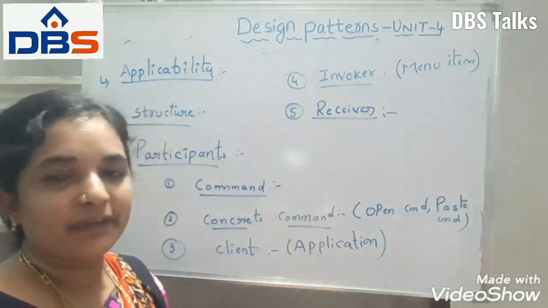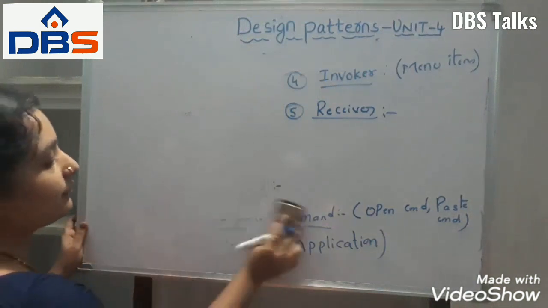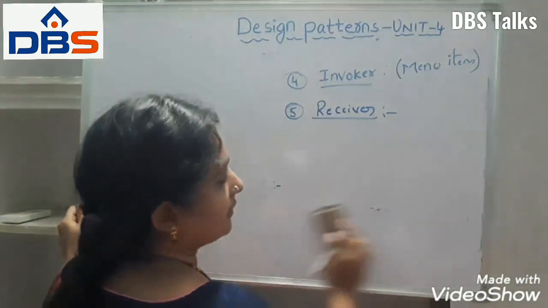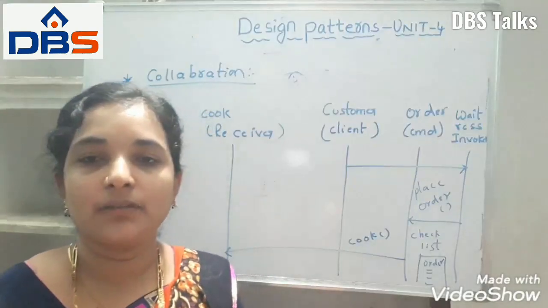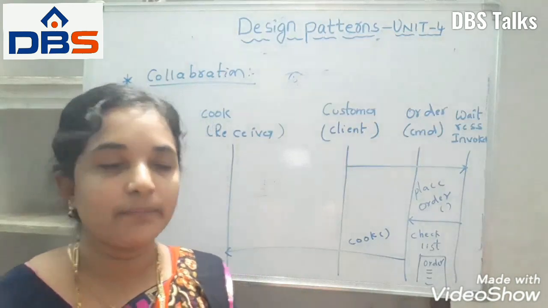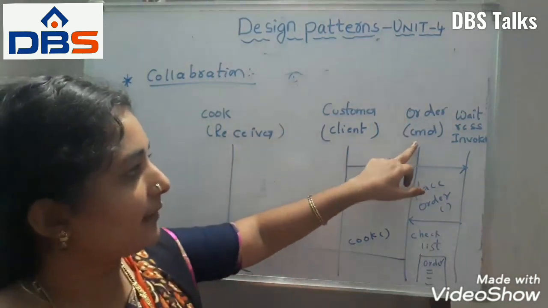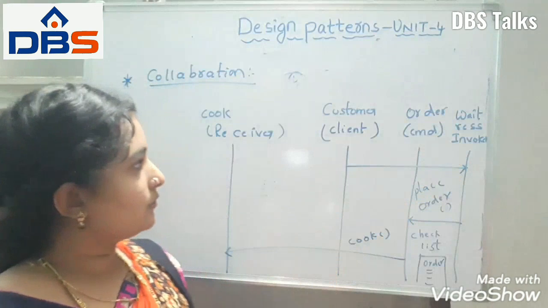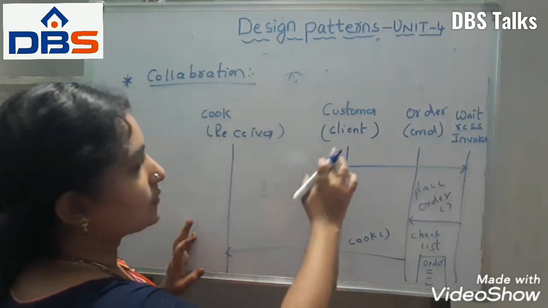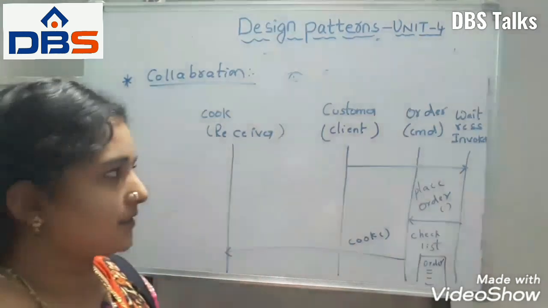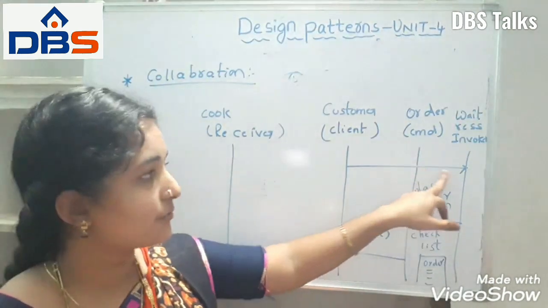Next we have the collaboration diagram. In this collaboration diagram we will see what communications occur. Here we have a small image: cook is the receiver, customer is the client, order is the command, and waitress is the invoker. So the client will give the request to the command, and the command will be passed to the invoker.